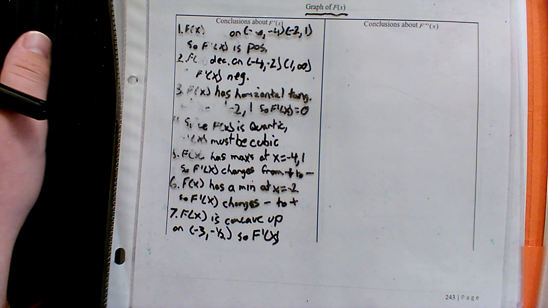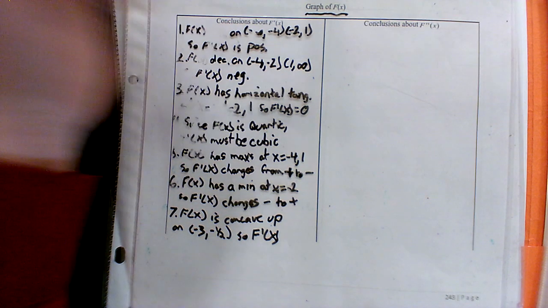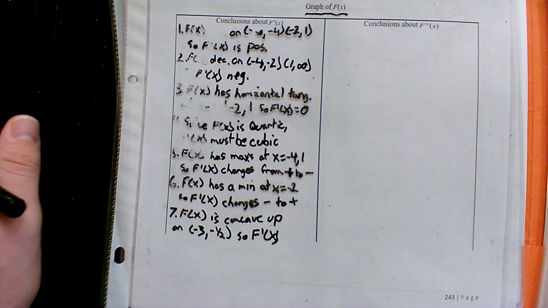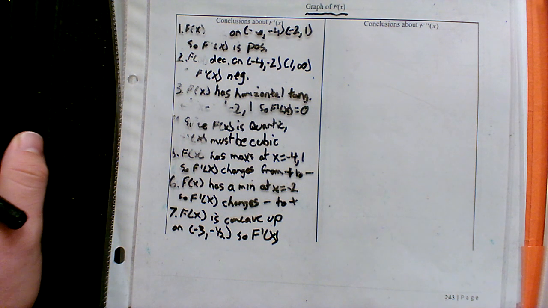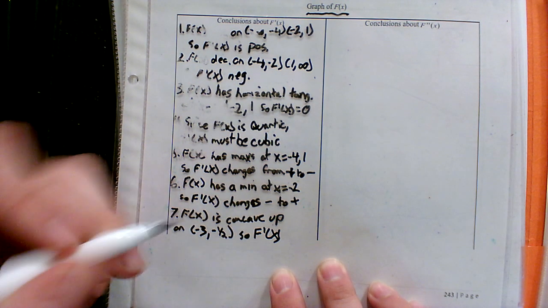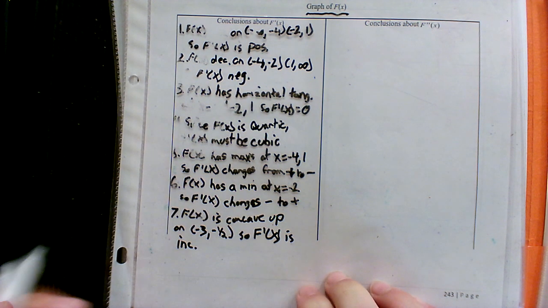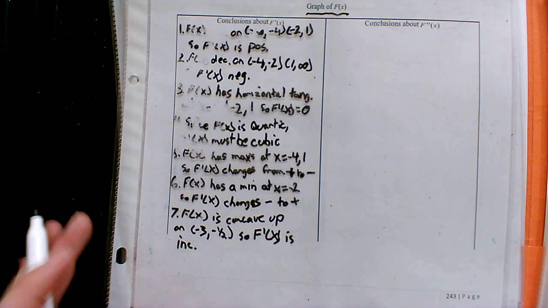Should have a minimum. The original has a minimum here, yeah, but what is the derivative doing? Yeah, that's what the derivative is actually doing. It's increasing. F prime of x is increasing. So on that interval, the derivative is actually increasing.